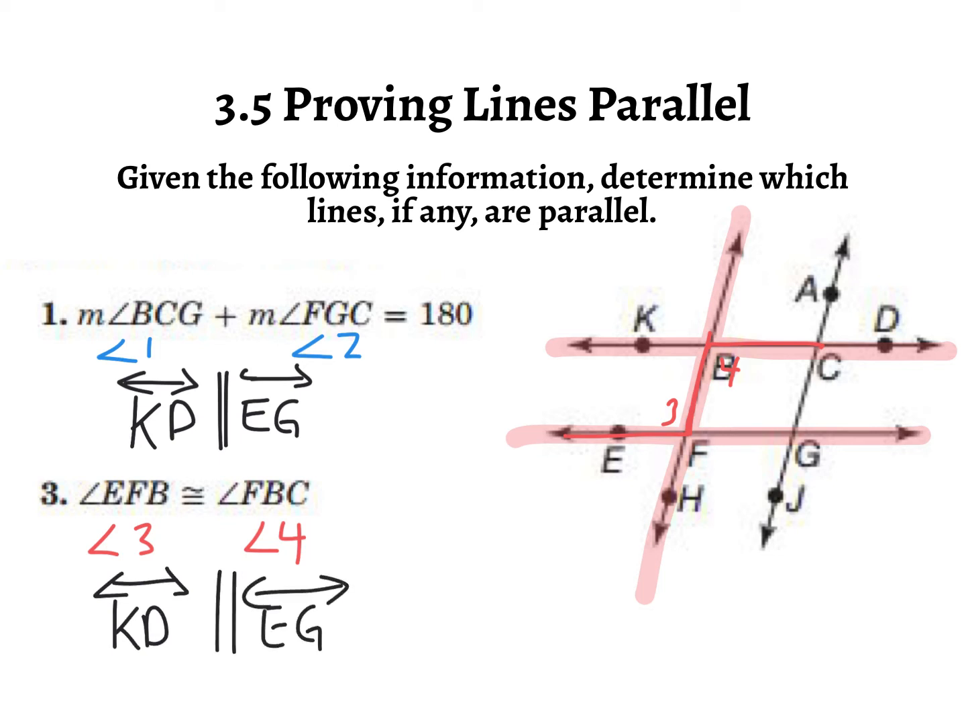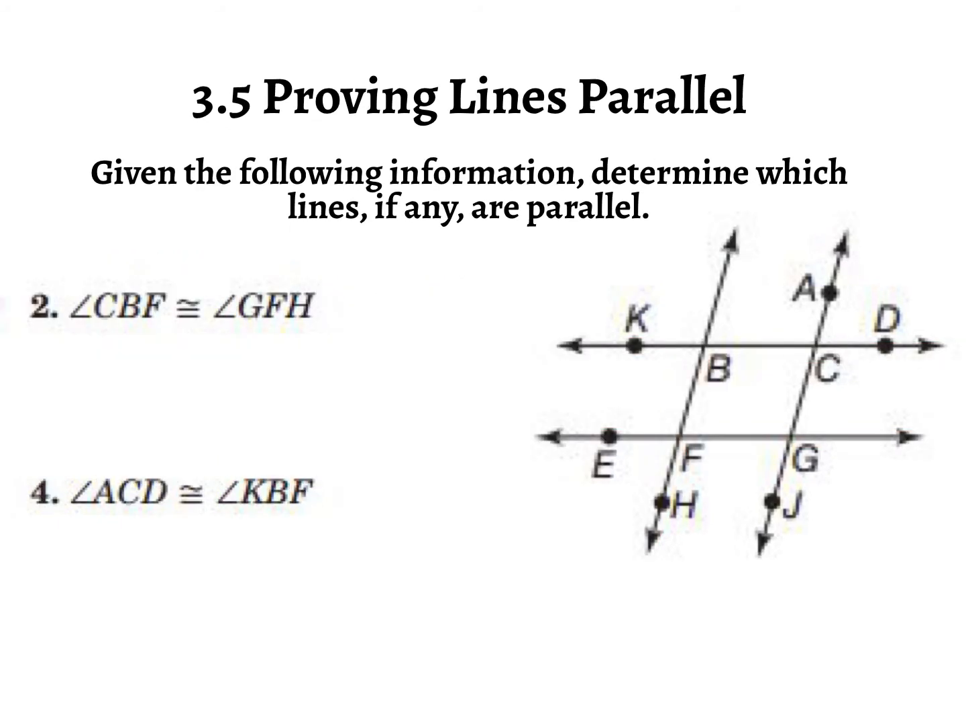So our goal is which two lines are being affected by the angles that we're talking about. Those are the lines that are going to be considered parallel. Let's try 2 more examples. Here we have CFB and GFH. Let's go back to blue. Call this angle 1, this one angle 2.